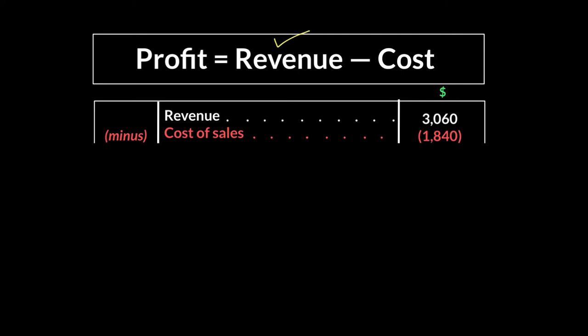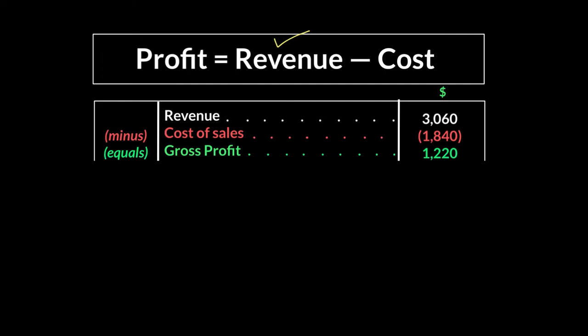Okay, so that's the second entry on my income statement, and that's the first thing that I deduct from my revenue. Of course, costs are deducted from your revenue, and I'm going to do the same here within the statement. So I minus my cost of sales, which is $1,840. Okay, so that's half of my cost done, the direct cost of production. Once I deduct my cost of sales from my revenue, it leads me to my first profit checkpoint.